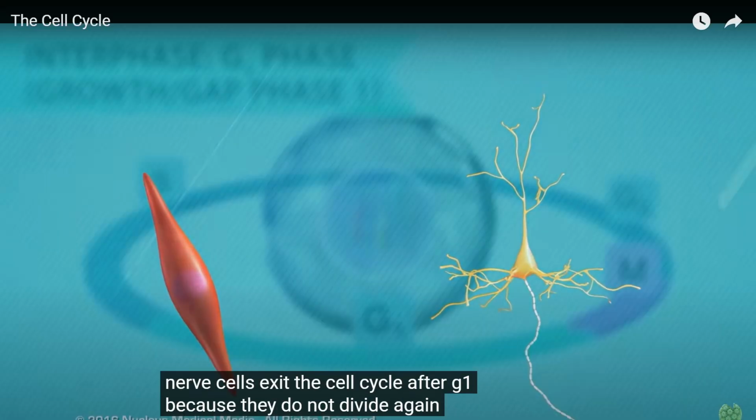Your nerve cells very rarely divide after you've finished growing your brain. So that's why traumatic brain injuries are so destructive: the brain does not grow back very well. You have to train other areas of the brain to do the job of whatever has been injured.